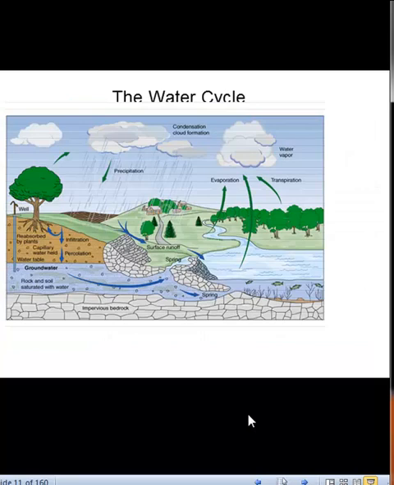Now this should look familiar to you. This is the water cycle, or the hydrologic cycle. They mean the same thing. So with so much water on our planet, what's the big deal? Well, let's make sure that we recall the water cycle before we really get into the details about this. So just take a look at it and try to find the things that I'm talking about.